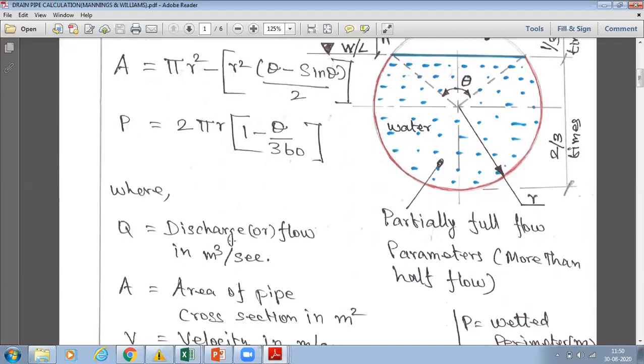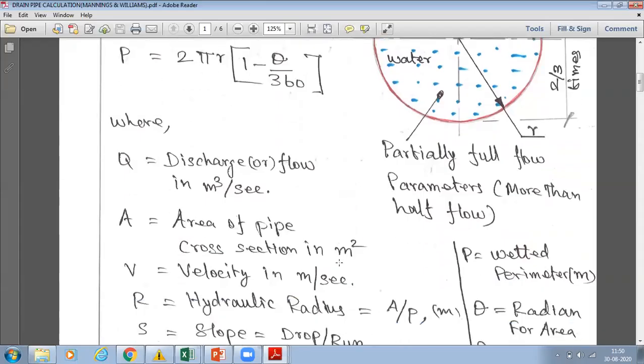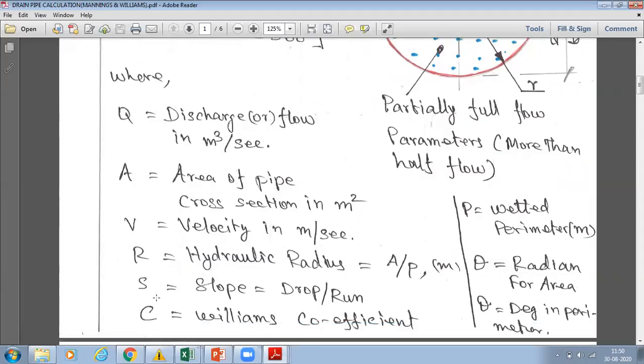Where Q equal to discharge of the flow, in meter cube per second. A equal to area of the pipe cross section in meter square. V equal to velocity in meter per second. R equal to hydraulic radius, cross sectional area divided by perimeter, and you will get the answer in meters. S equal to slope, drop by run.